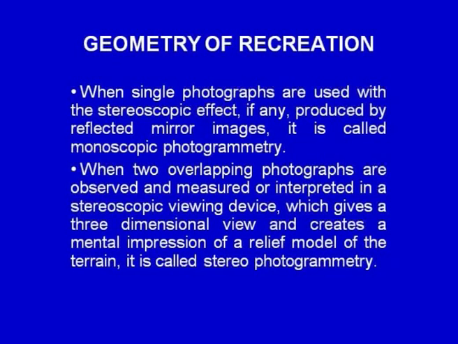Then we look at the classification of photogrammetry on the basis of the geometry of recreation. When single photographs are used, with the stereo effect, if any, produced by reflected mirror images, it is called monoscopic photogrammetry. When two overlapping photographs are observed and measured or interpreted in a stereoscopic viewing device, which gives us a three-dimensional view and creates a mental impression of a relief model of the ground, it is called stereophotogrammetry.